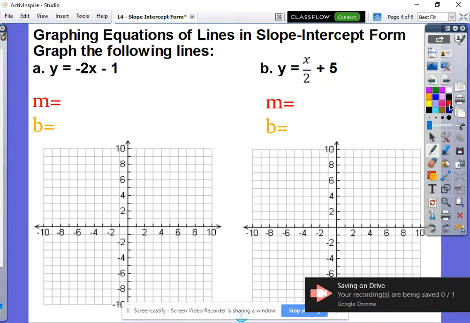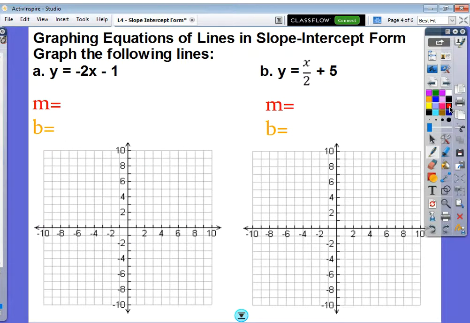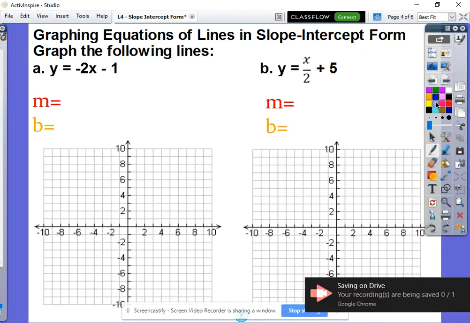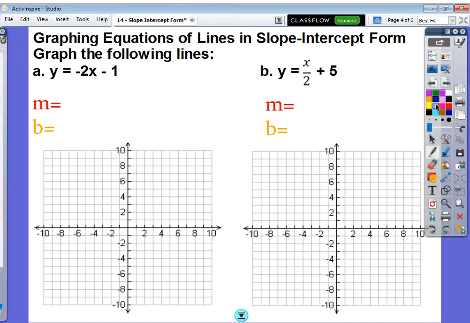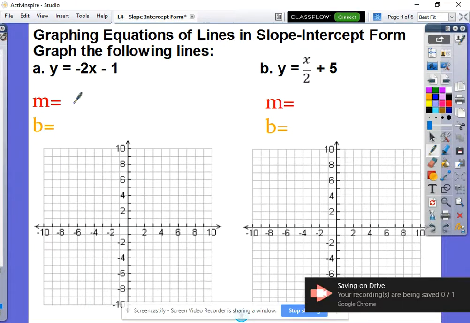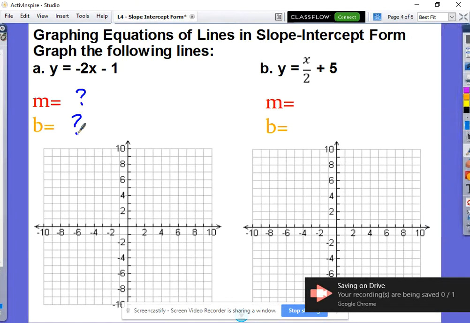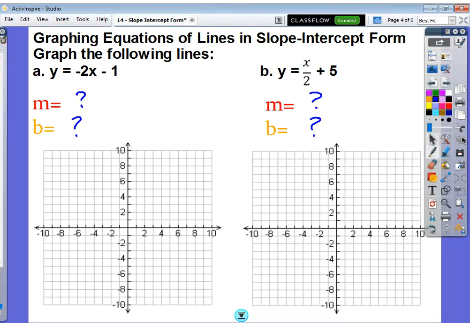Now that we've looked at identifying the m and the b value, we're going to use those m and b values to graph slope-intercept equations. So this is so important. Let's start off with your neighbor very quickly. Identify what the m value is and what the b value is. Let's go ahead and do both of these graphs right away. So identify the m and the b for both of those.